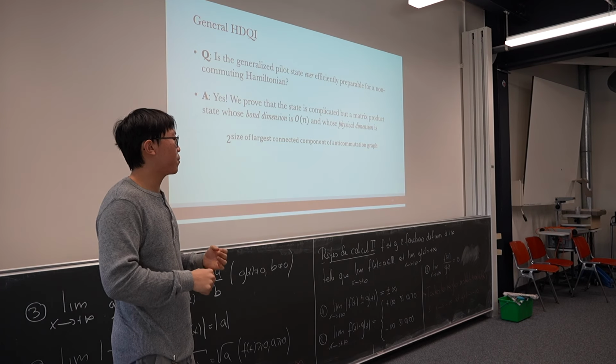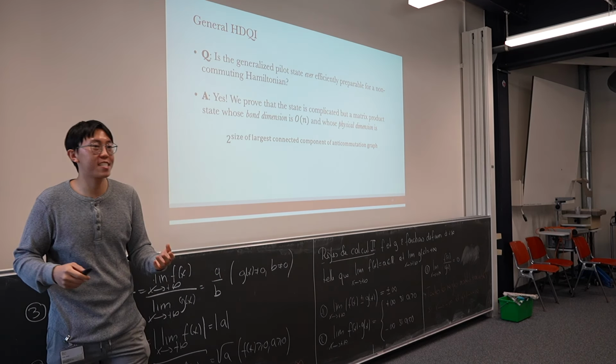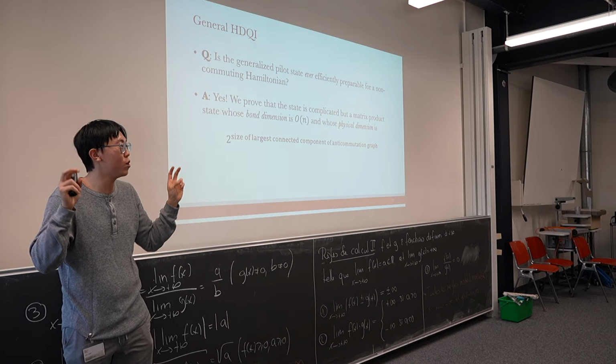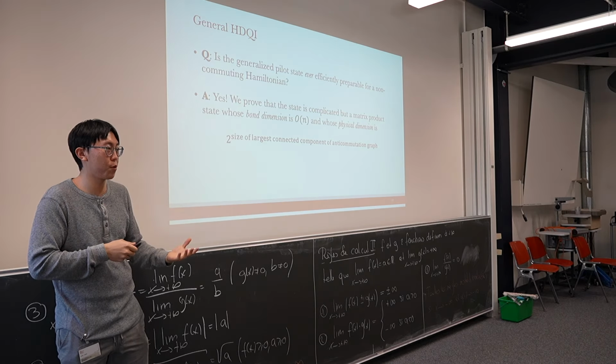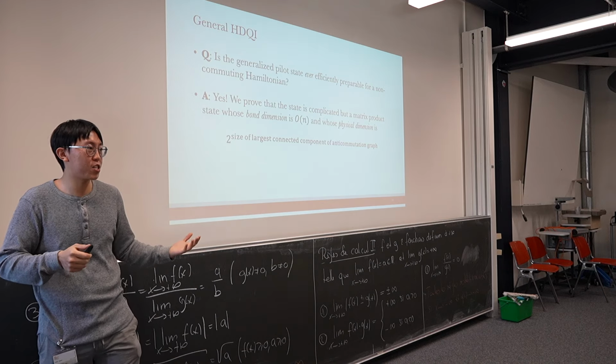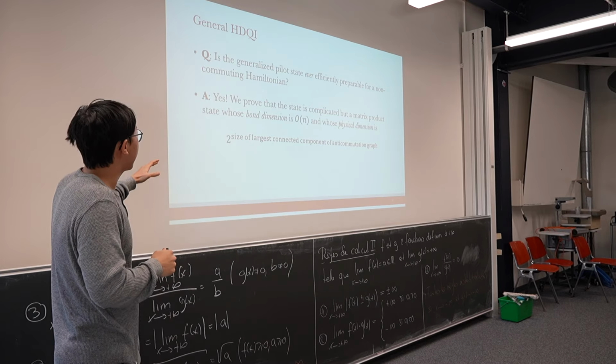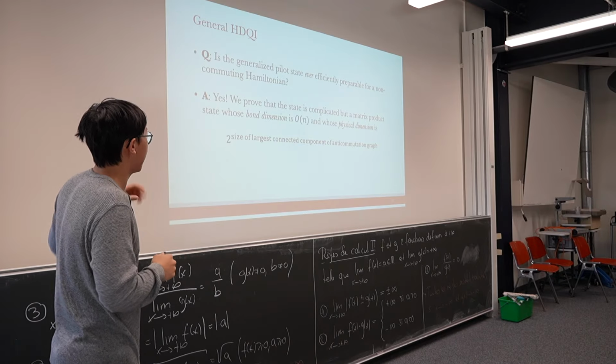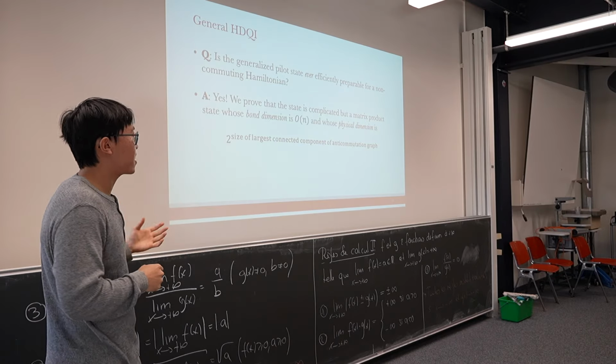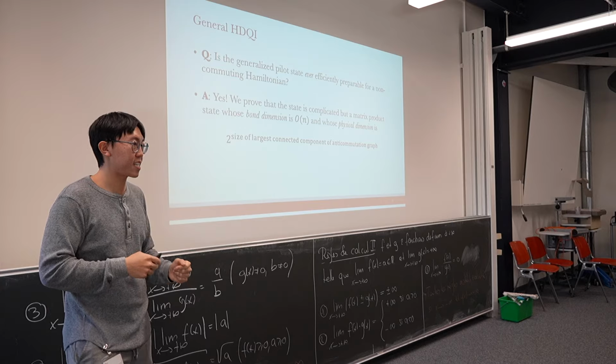So this is a formal statement of: if your Hamiltonian is not too non-commuting, like it's close to commuting, by which we mean the anti-commutation graph doesn't have large connected components, then we can efficiently prepare the matrix product state representation of the pilot state, and therefore run all of DQI and get the results out of it.